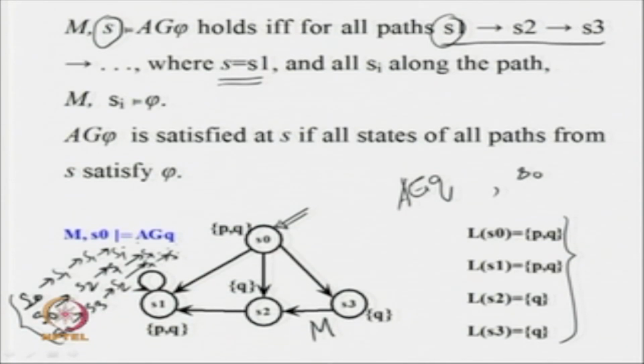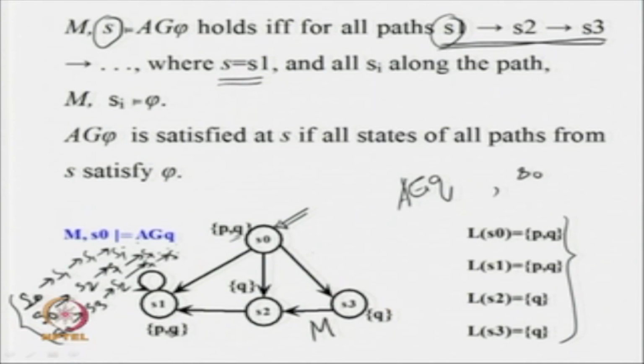Now, we are going to look at all such paths S1, S2, S3 like that, where S equals S0. From here we are going to see all the possible states, and we will find that in all those states S0 and S1, Q is true, it is labeled with Q. When we come to this particular path S0, S2, S1, S1, S1, it has a self loop, so it goes from S1 to S1. In all the steps we are going to get that Q is true over here.